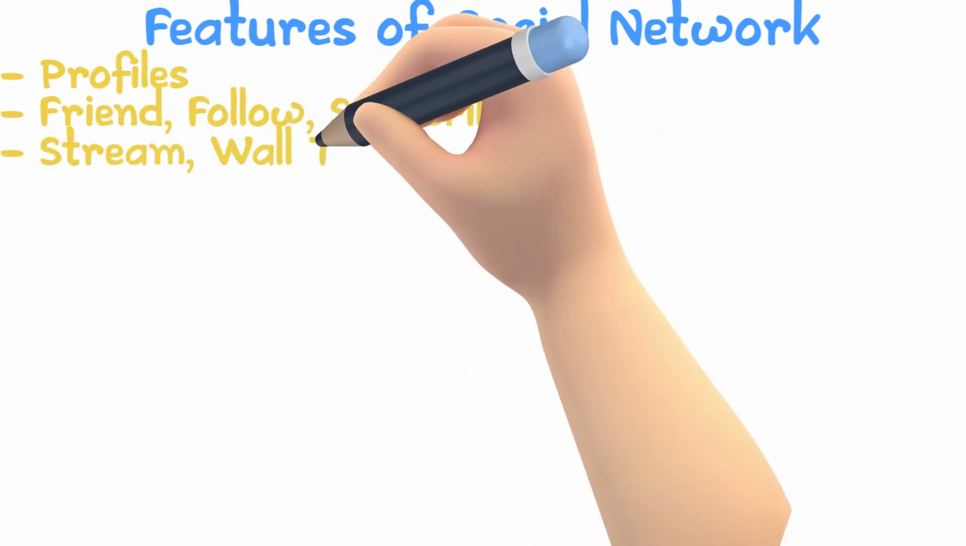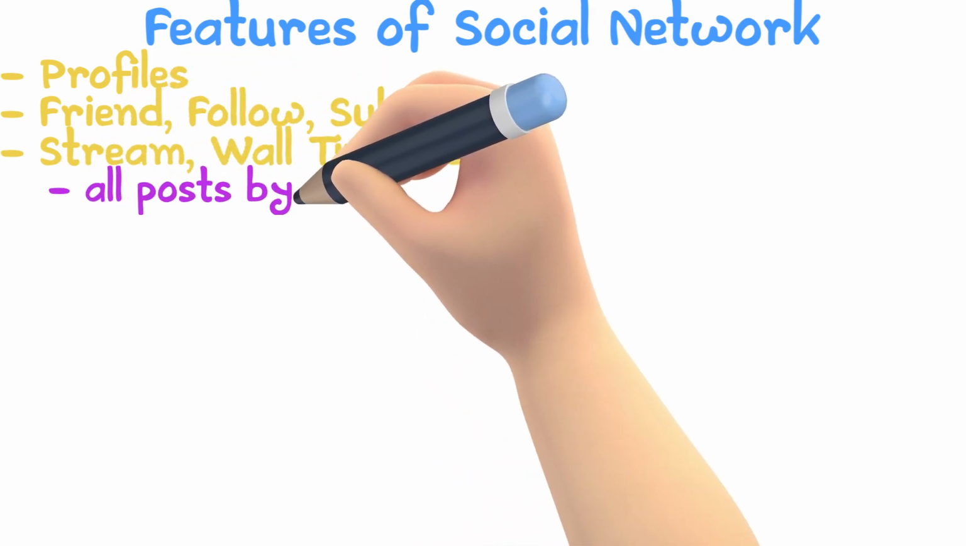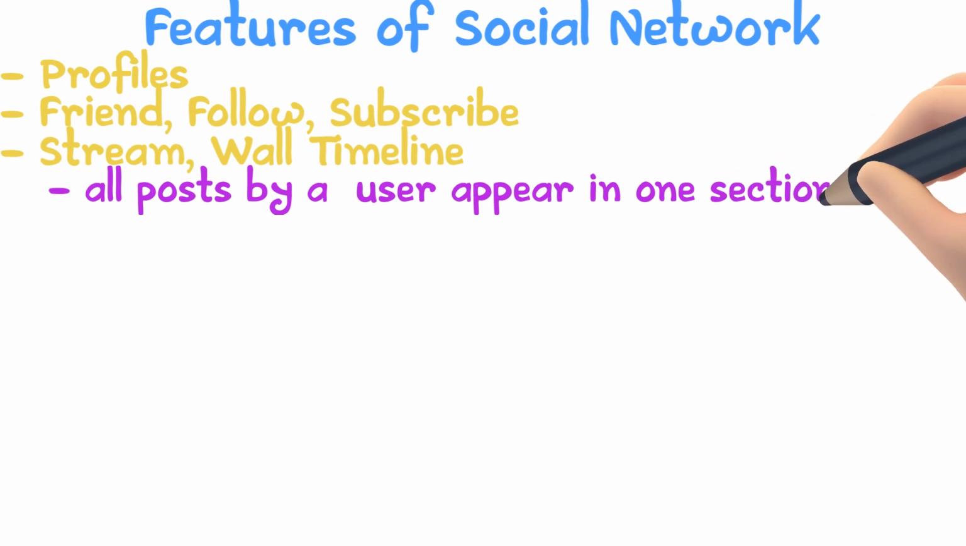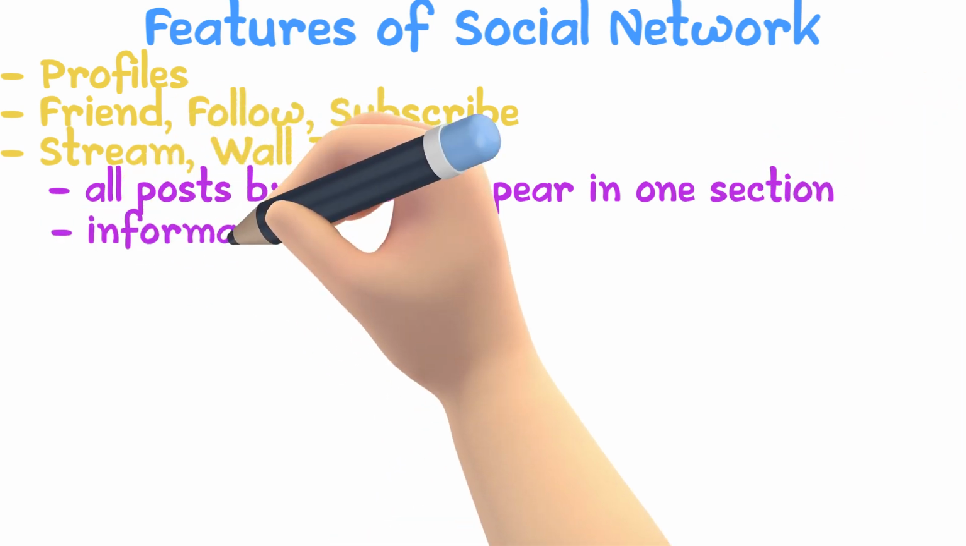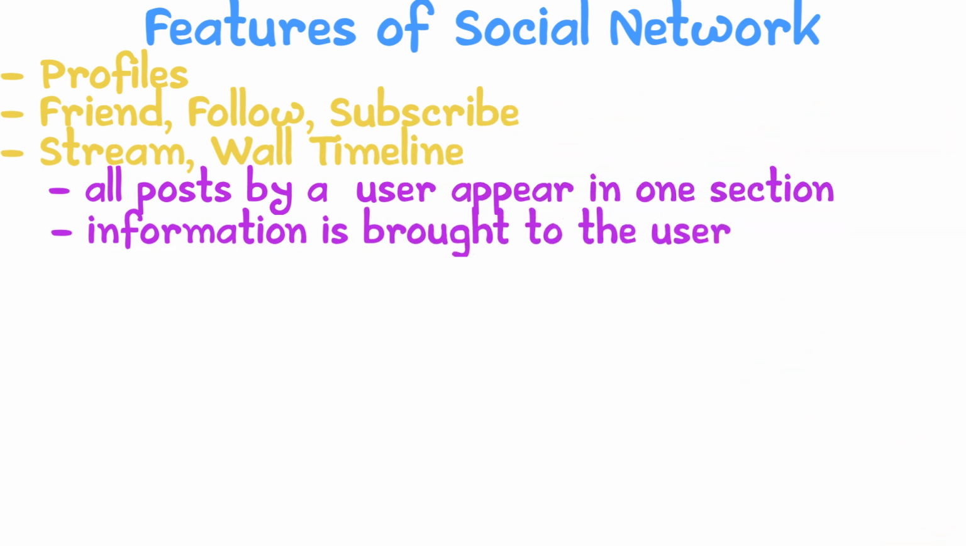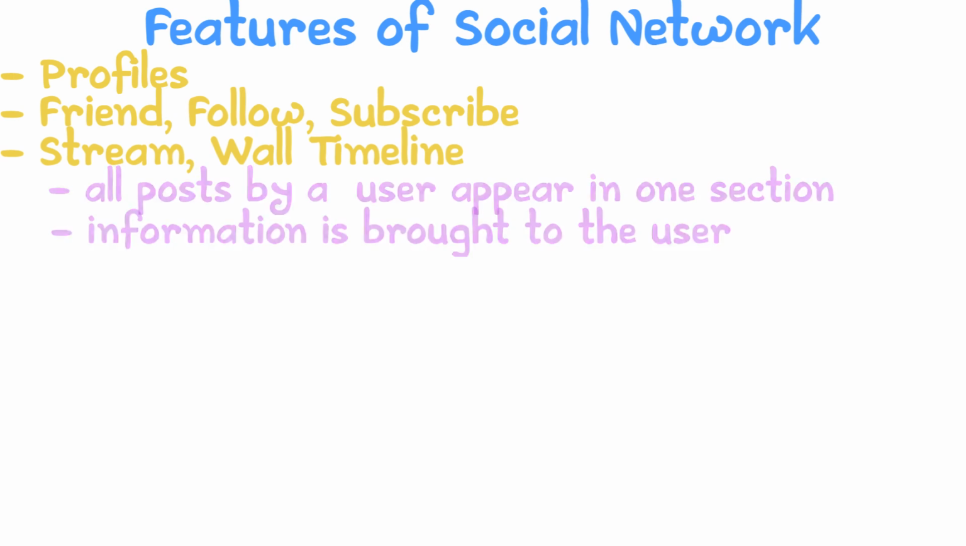Stream, wall, timeline. Usually, all posts by a user appear in one section, called a wall or timeline or stream. This helps as the information is now brought to the user instead of having the user search for it.